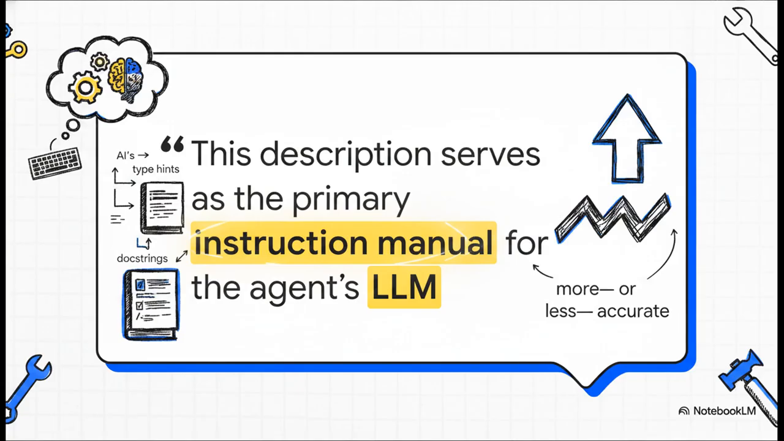Your docstrings, your parameter descriptions, and your type hints are no longer just helpful little code comments sitting there for your human coworkers to read on GitHub. No, they are the literal instruction manual for the AI. You are directly programming the AI's understanding of its own capabilities through your natural language comments. If you change a single sentence in a docstring, the AI might suddenly become significantly more or significantly less accurate in deciding when and how to use that specific tool. It's wild to think about.